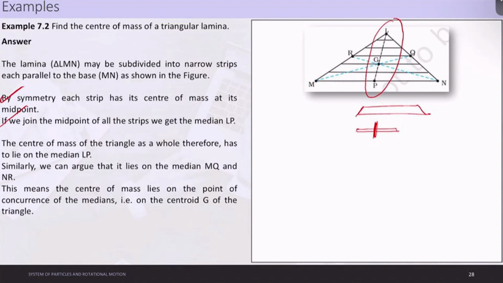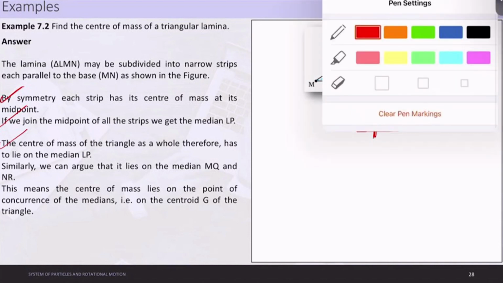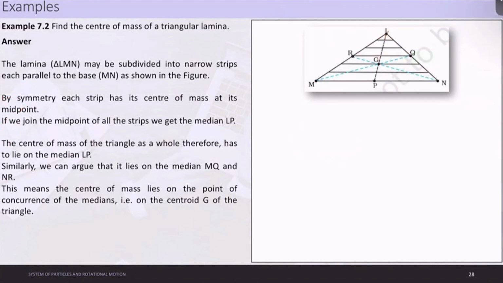I think it's clear to you. The center of mass of the triangle as a whole, therefore, has to lie on this median LP. So it would lie somewhere in here only, because we know that it is symmetrical. Correct? So similarly, we can argue that it lies on median MQ also.